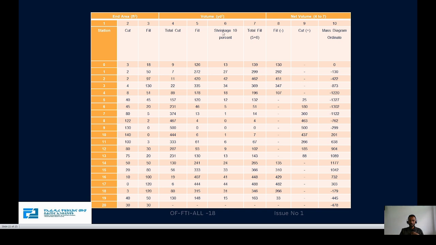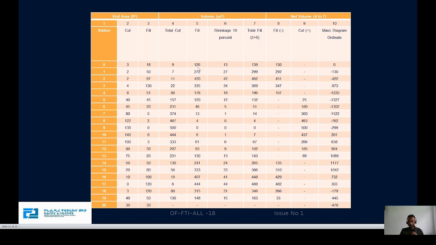Lastly, the material shrinkage is 10%. Shrinkage is related to the fill, and swelling is related to the cutting. So this one is shrinkage, related to the fill material, 10%. 126 times 10% is 12.6, rounded to 13. 272 times 10% is 27.2, rounded to 27.